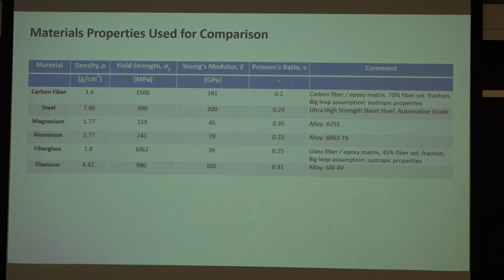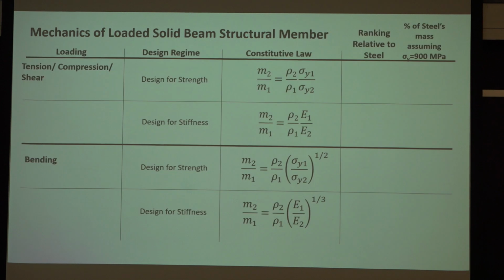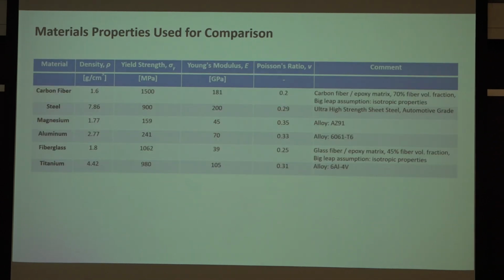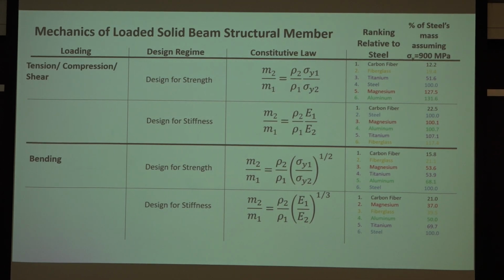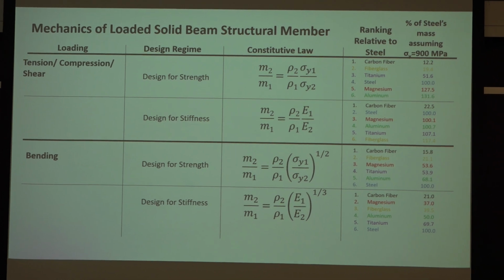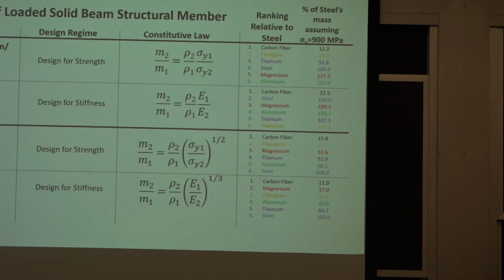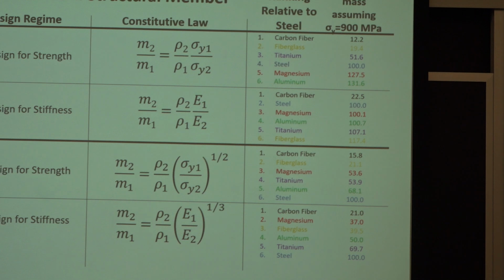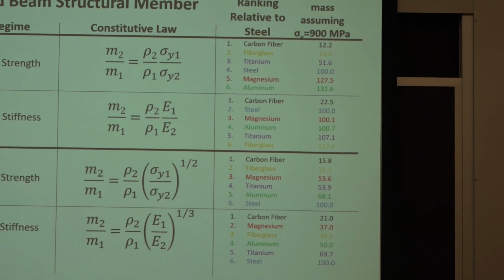So I think you plug these values for these materials into the equations I showed you on the previous slide. You can begin to rank the relative potential for mass savings of these different materials. And I've done that here. So on the top here, you have the loading case, which is tensile, compression, or shear. And then on the bottom half here, you have bending loads in a design for strength and a design for stiffness scenario, right?